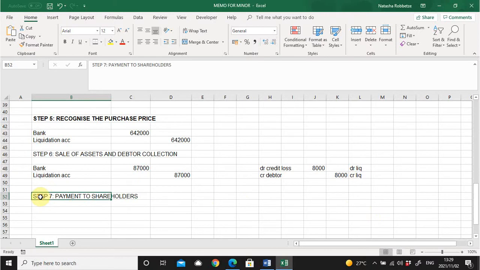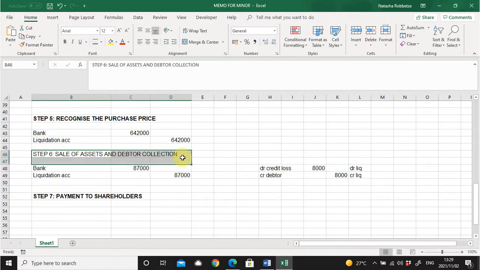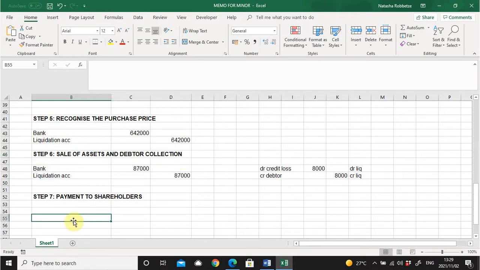Right, we are on our last step, step number 7. And here we need to pay our shareholders. So this is the step where we close off our liquidation account, we close off our share capital account, and now the bank should also be closed off. So to close off the liquidation account, we need to go and find its subtotal and put it on the other side.